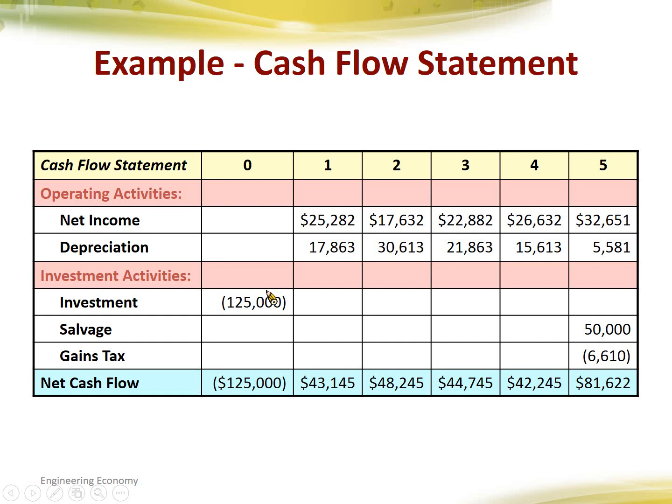So we sum all these cash flow to get the true net cash flow at the bottom. So 125,000, and these two values added, and so on. For the 5th year, at the end of the 5th year, other than net income and depreciation, we have salvage value, but reduced by 6,610 tax that we need to pay. So in the end, we get 81,622. So these are our net cash flow.